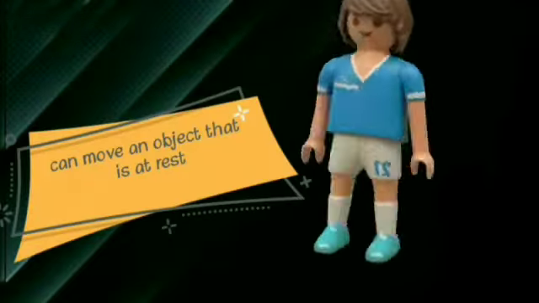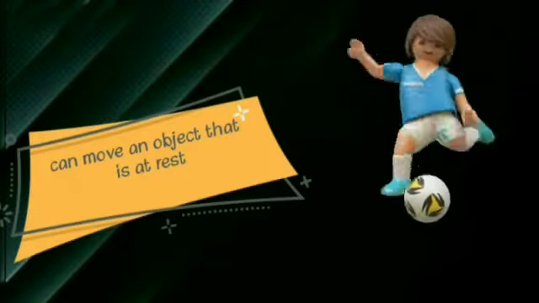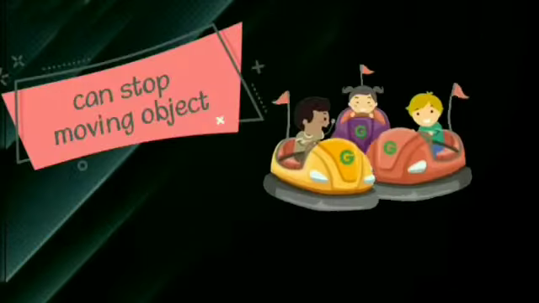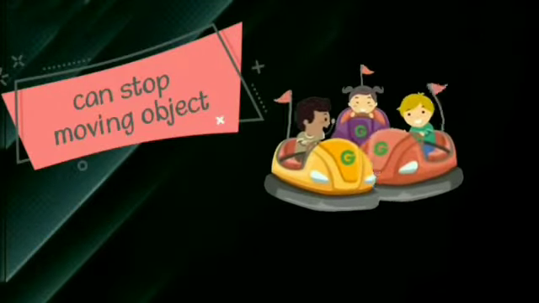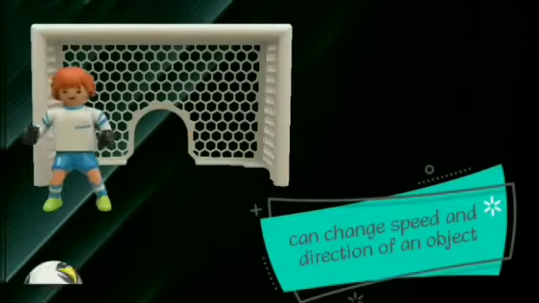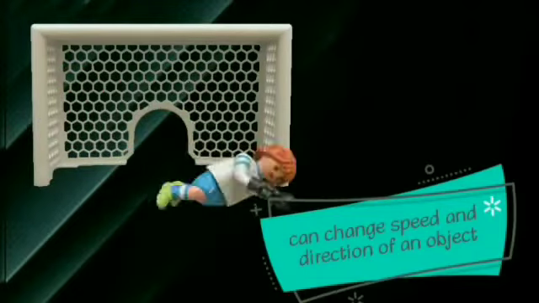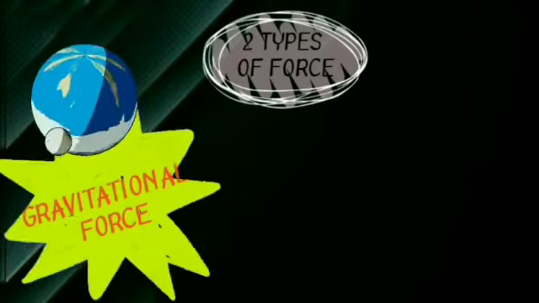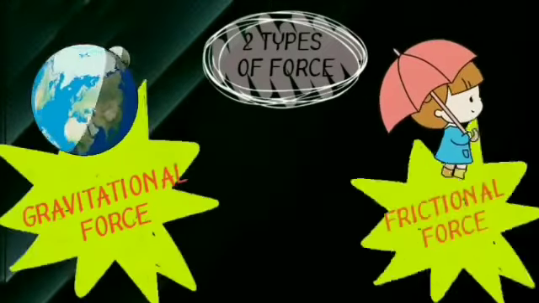It can move an object that is at rest. It can stop a moving object. It can change the shape of an object. It can also change the speed and direction of an object. There are two types of forces which act all the time, and these are gravitational force and frictional force.